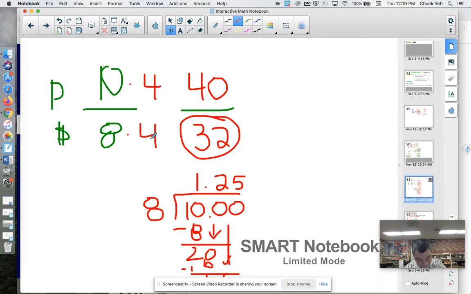3. If a 10-pound sack of flour costs $8, that's why I have 10 to 8. How much does 40 pounds of flour cost? So 40 here. 10 times what is 40? 4. What's 8 times 4? 32. And then how much was the cost per pound? So how much is it for 1 pound? I have to divide 8 into 10, then I get $1.25.